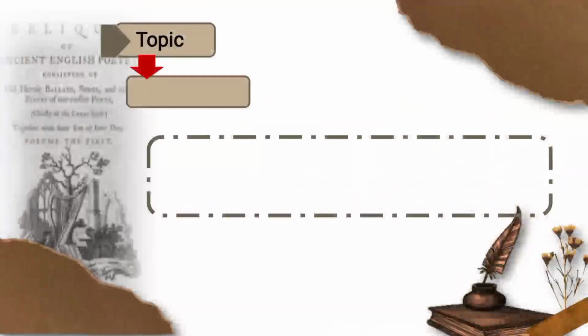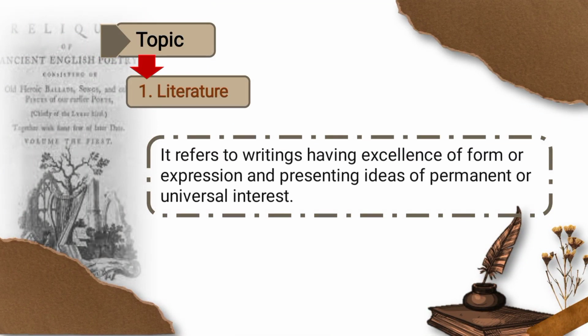Let's define first what is literature. It refers to writings having excellence of form or expression and presenting ideas of permanent or universal interest. It is the body of written works produced in a particular language, country, or age on a particular subject. So we have two types of literature. We have the prose and the poetry. So let's discuss this one by one.